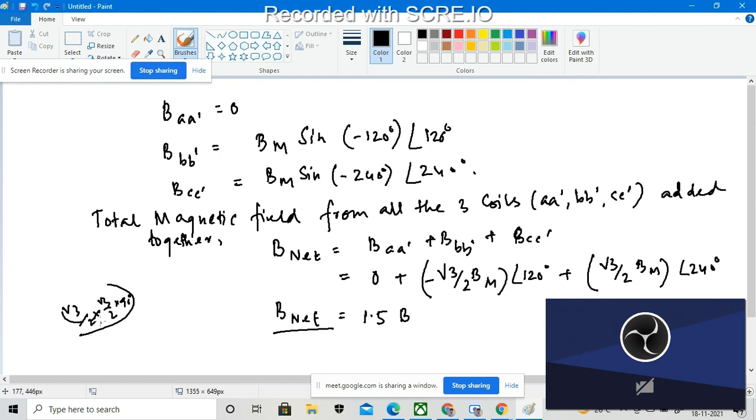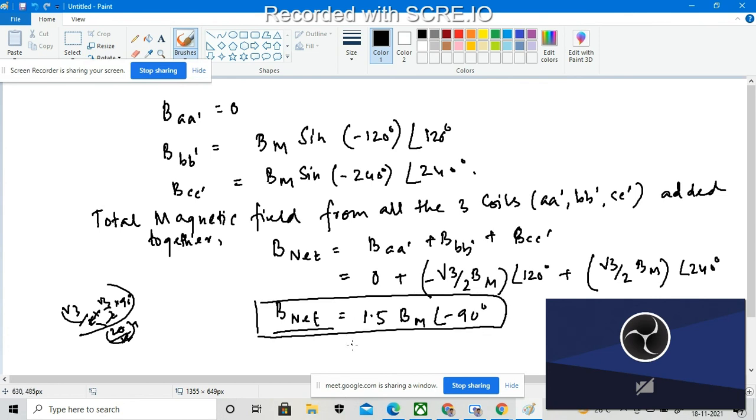Degree of cut. So it will come 1.5 Bm minus 120 to 40, that means at an angle minus 90. So B net will come like this. This will be the exact equation for B net. You have to solve these things, then it will come. It will take five more steps. So how would I do these things?